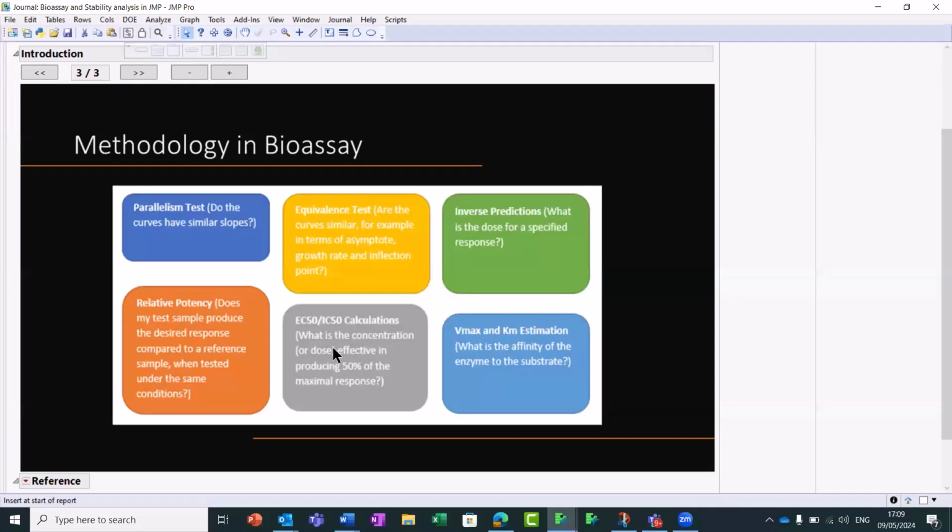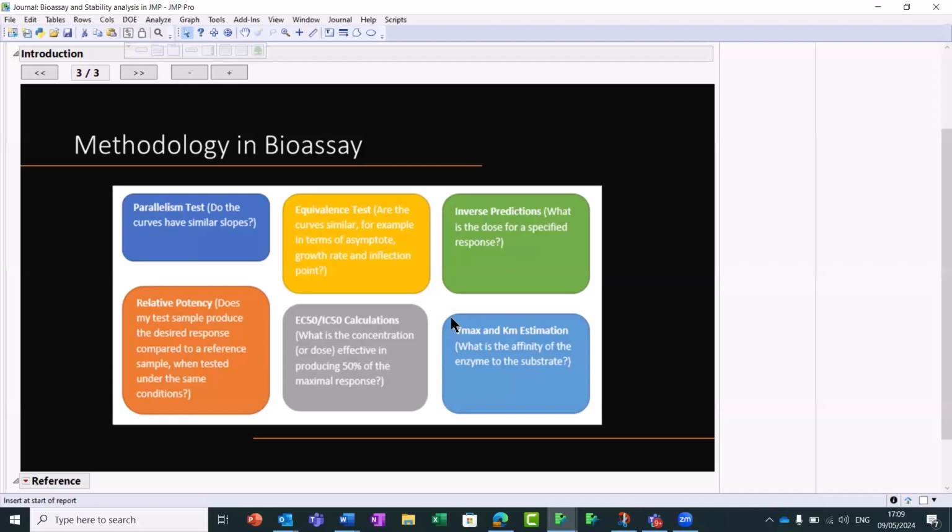This is very helpful to find out what is the concentration or the dose effective in producing 50% of the maximal response. So for example, for 50% of toxicity, what will be the dosage for that? So this is the EC50. And this is also very related to the relative potency.